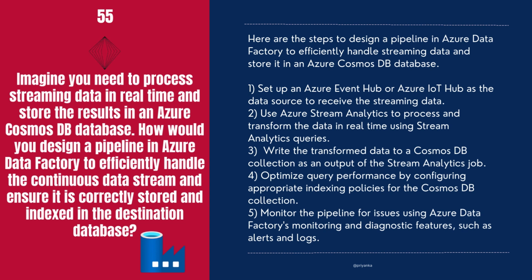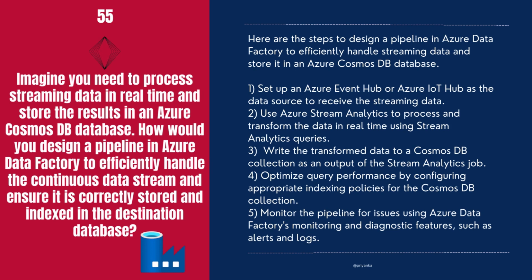Here are the steps to design a pipeline in Azure Data Factory to efficiently handle streaming data and store it in an Azure Cosmos DB database. 1. Set up an Azure Event Hub or Azure IoT Hub as the data source to receive the streaming data. 2. Use Azure Stream Analytics to process and transform the data in real time using Stream Analytics queries.